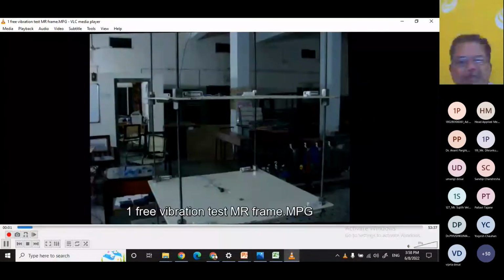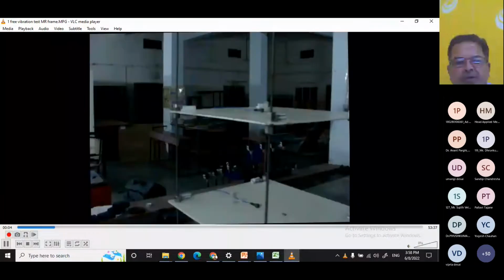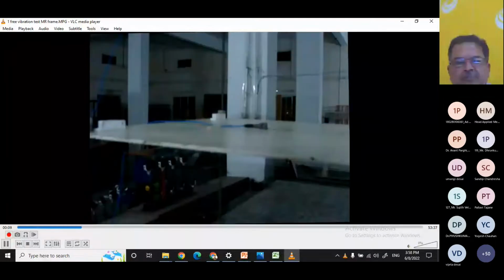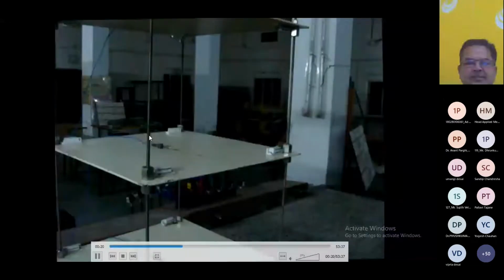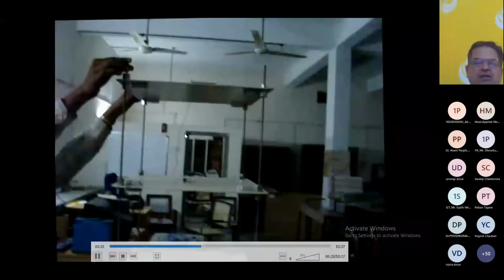You can see this is the model we have, and what we are doing is we have to disturb the system, right? You can see these are the sensors placed. This sensor will capture the acceleration of the model with time.